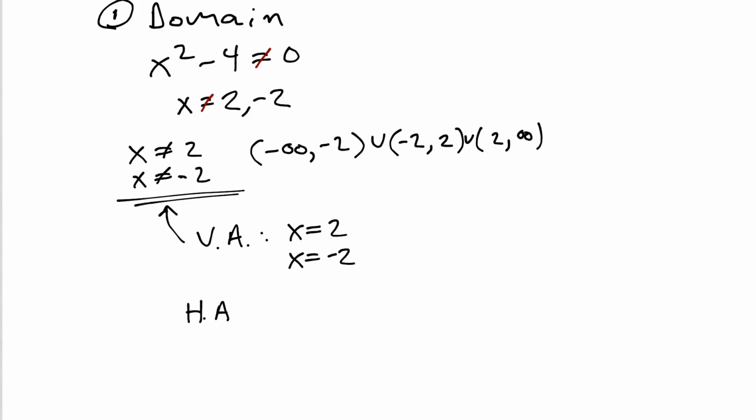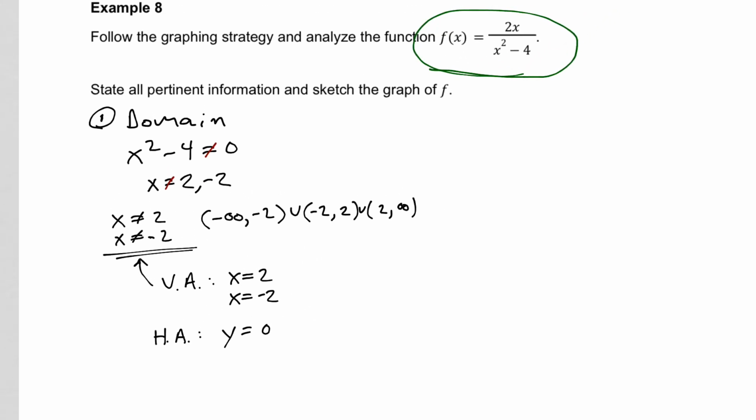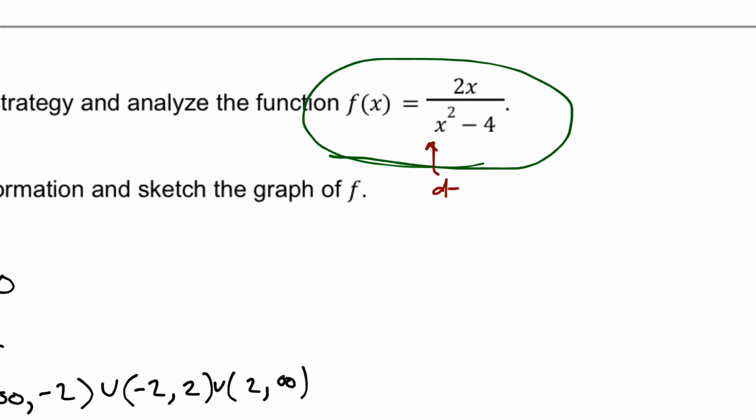Horizontal asymptotes, in this case we get a horizontal asymptote of y equals 0 because the degree of the denominator is larger than the degree of the numerator. The denominator is degree 2 and the numerator is degree 1.